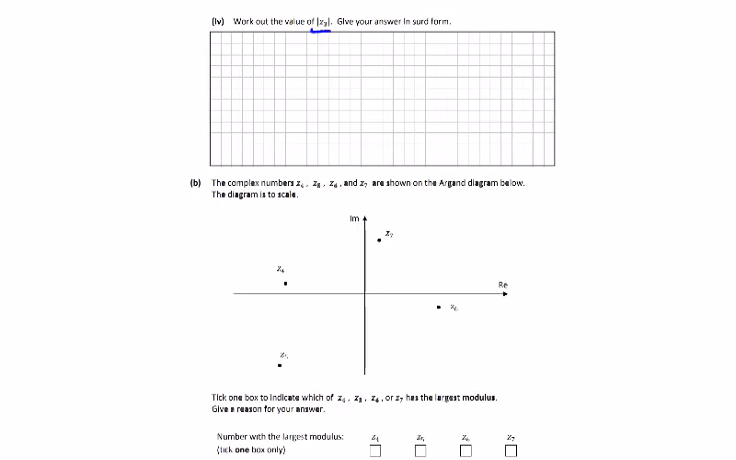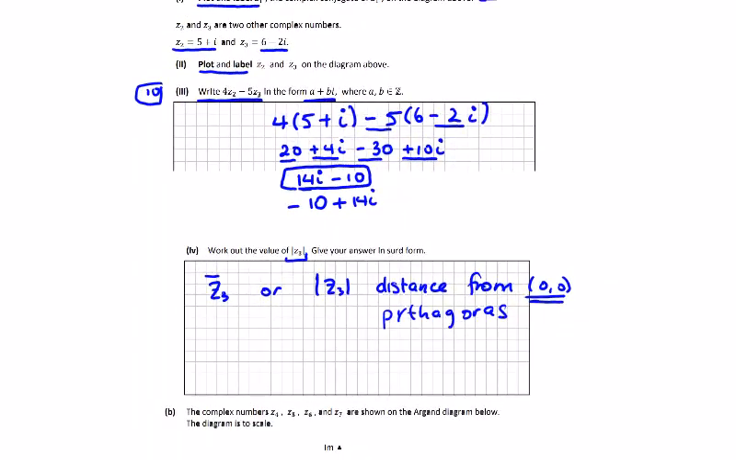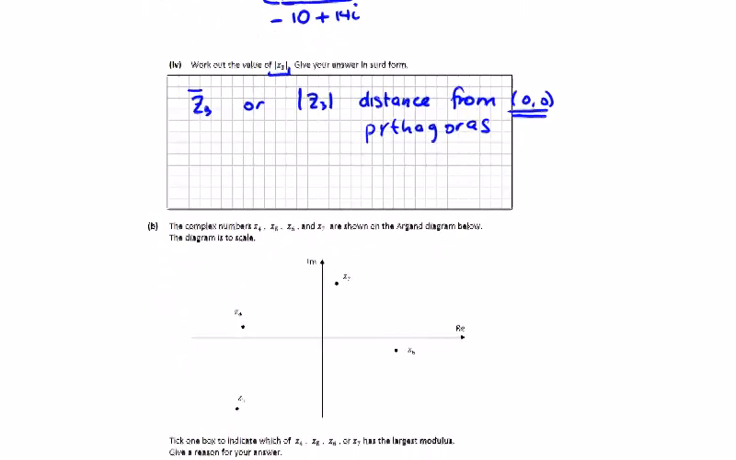Now we have the second symbol that they use. So they either use the conjugate, which we just did, or in this case, modulus bars. So this is the distance from the origin, or distance from (0, 0) in x-axis, y-axis terms. And this is just a Pythagoras question, which will come in a couple of times into this test. So Z3 is from above, 6 minus 2i.